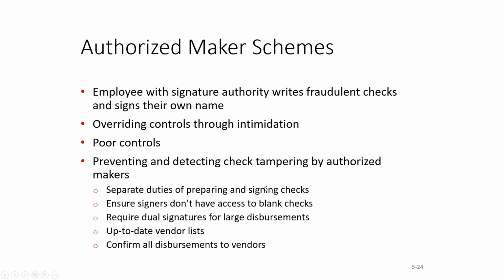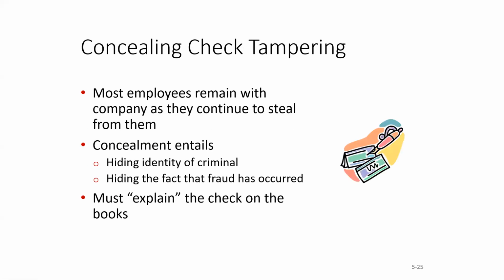Again, separation of duties. We want to make sure we don't have any blank checks laying around. Requiring dual signatures. So if we require that authorized signer to get a second signature, that would be a good thing as well. Having an up-to-date vendor list. So we shouldn't be paying checks to anyone who's not on that vendor list. So looking at that is another way that we can prevent or detect this.